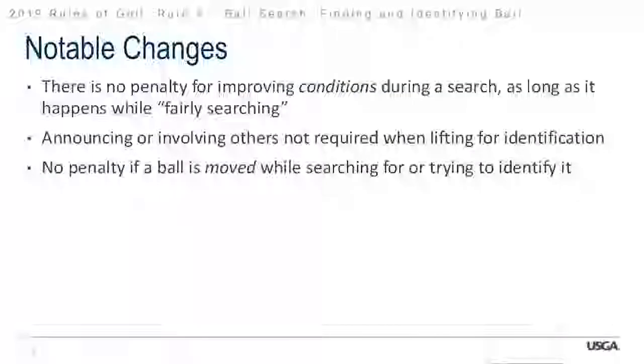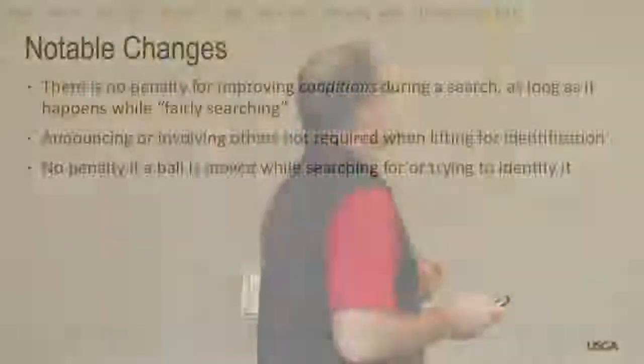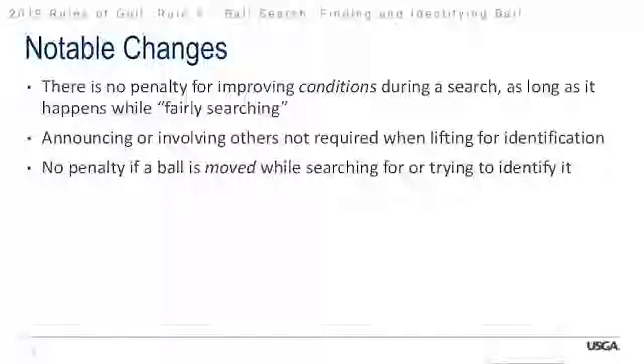Major changes within Rule 7: there's no penalty for improving conditions during a search as long as it happens while fairly searching. So as long as you're looking for your ball fairly and you improve your conditions affecting the stroke, you're not going to be penalized. That's a change. Announcing or involving others is not required when lifting for ID. We've talked about that before.